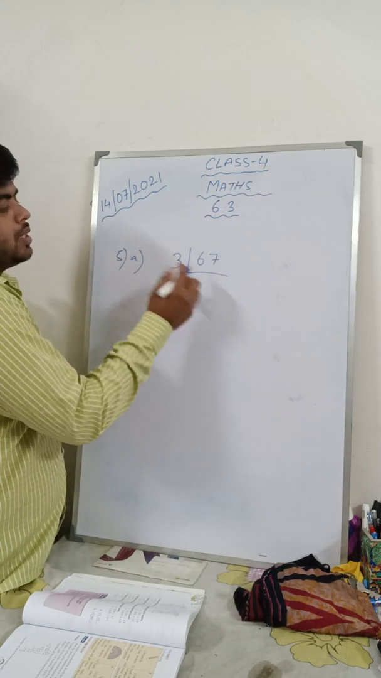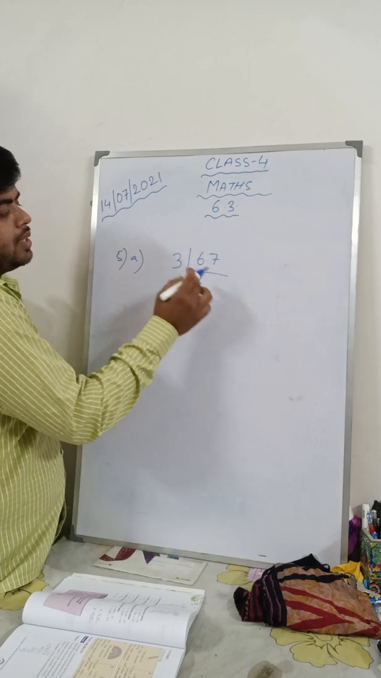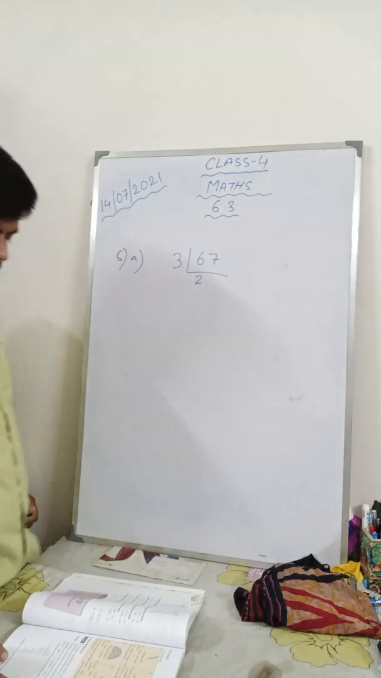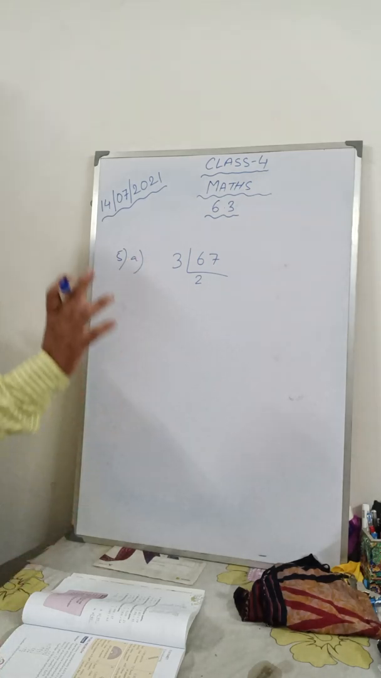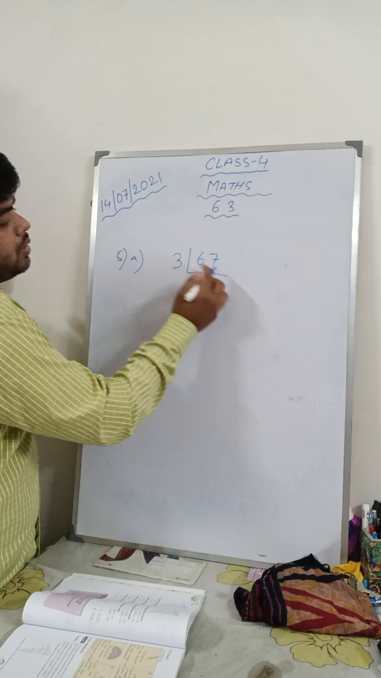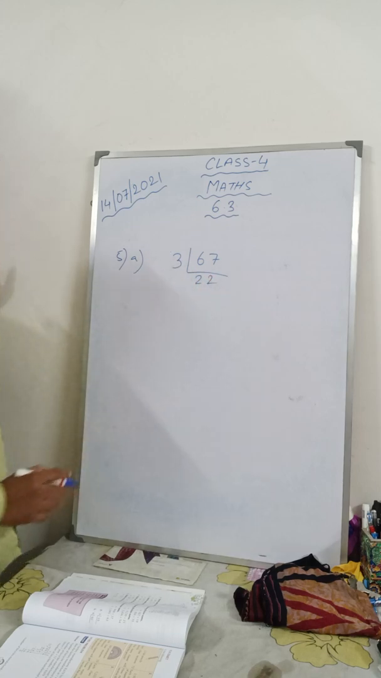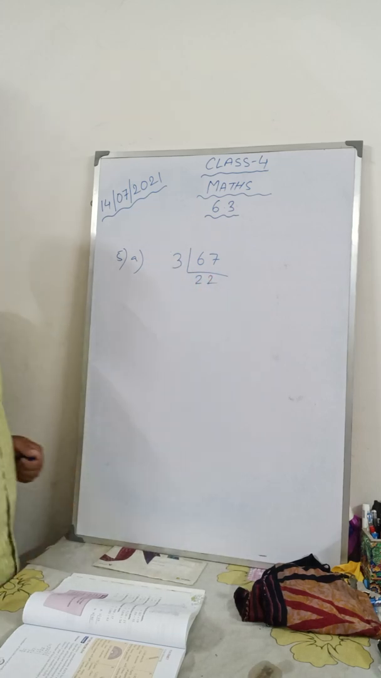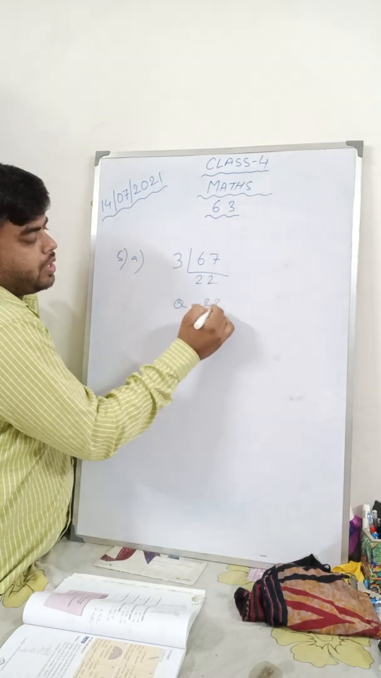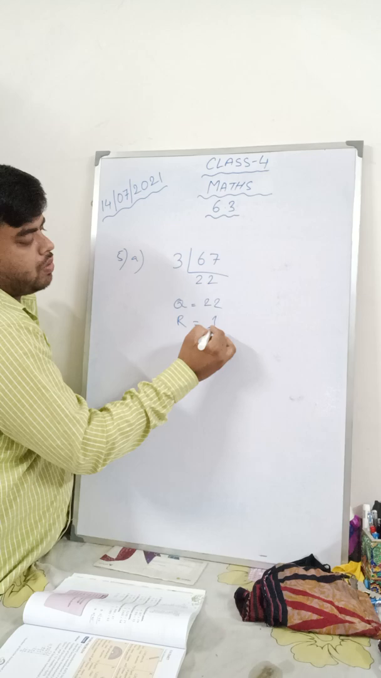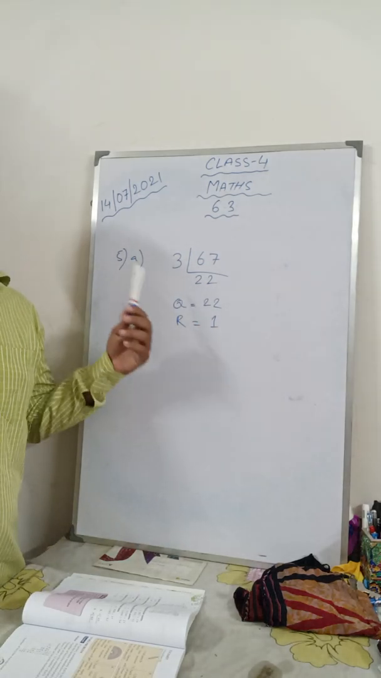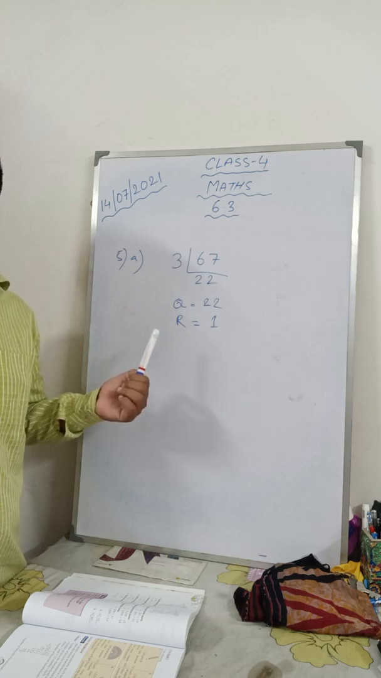So let us divide. 3 2s are 6. How much in hand? They have given you 67. So 3 2s are 6, 3 2s are 6. How much in hand? 1 in hand. So your quotient will be 22 and the remainder will be 1. I hope you have understood. If there is any remainder, or if there is no remainder, no problem.